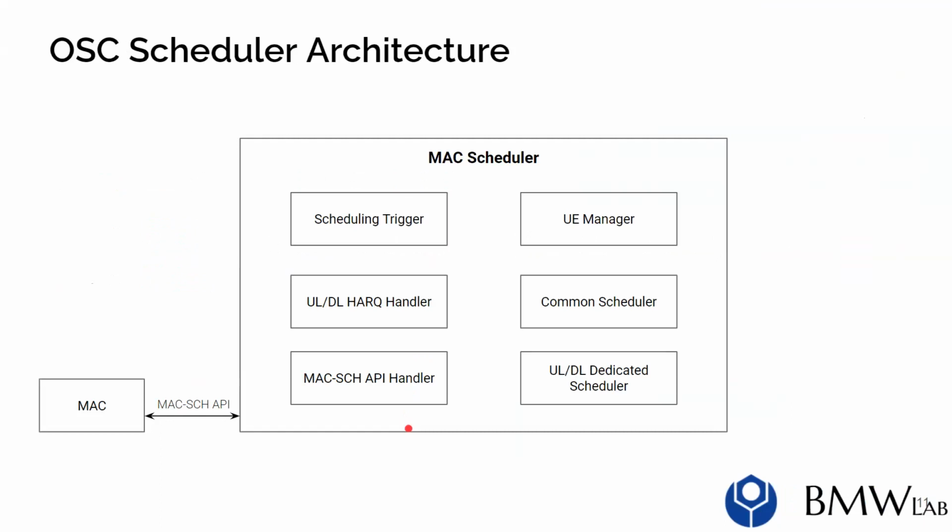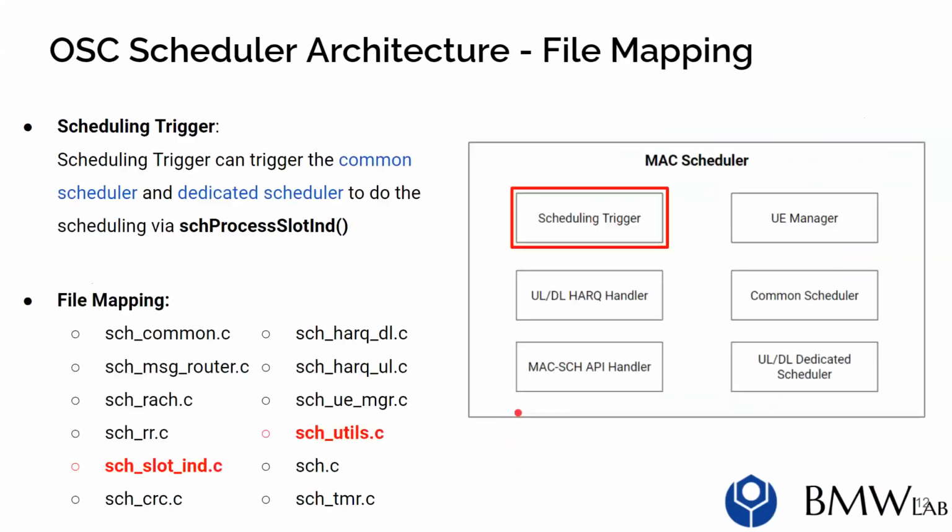Okay. This is the OSC MAC Scheduler architecture, and this is drawn by myself. After I traced the code, I tried to map it one by one, and also did the file mapping between each component. Okay, the first component is called the scheduling trigger, and the scheduling trigger can trigger the common scheduler and dedicated scheduler to do the scheduling.